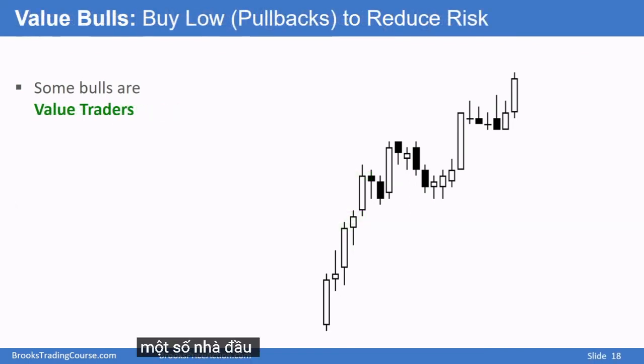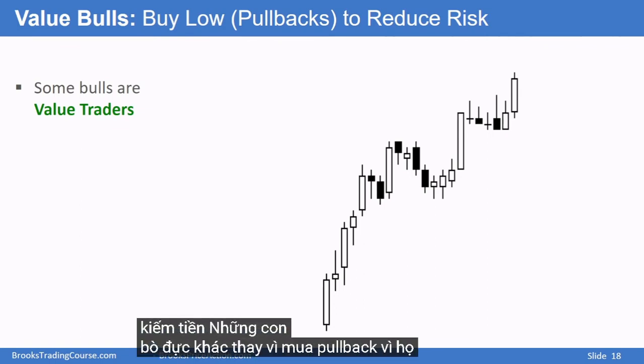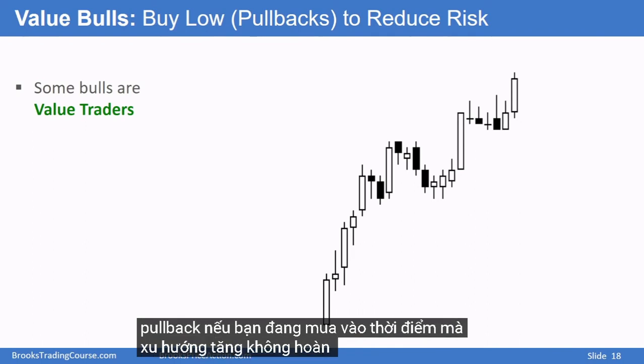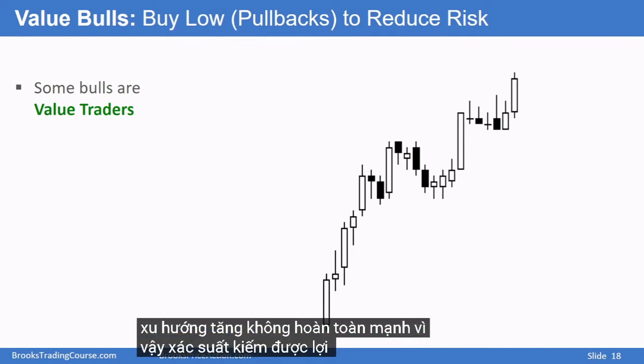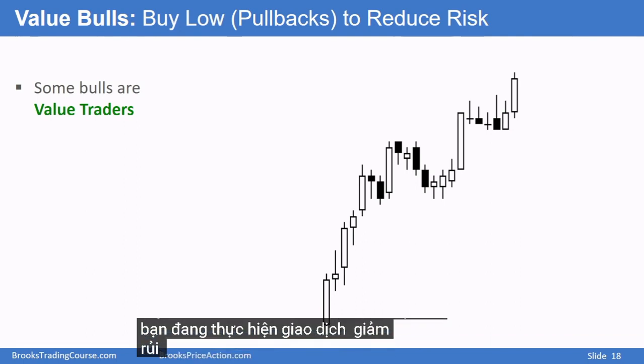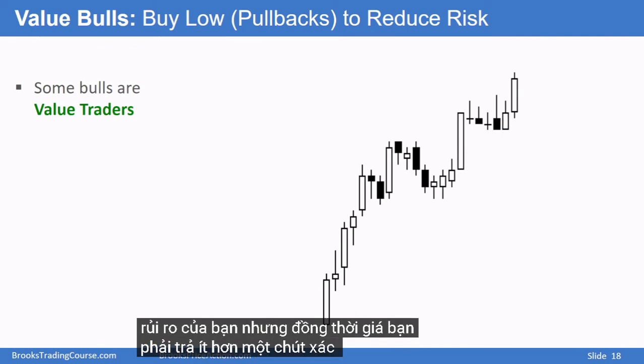Some bulls are value traders. Some bulls are momentum traders. They just keep buying as the breakout is continuing, confident that they'll make money. Other bulls would rather buy pullbacks because they want to reduce their risk. By buying a pullback, you're buying at a time when the bull trend is not quite as strong, so the probability of a profit is less. You're taking the trade to reduce your risk, but at the same time, the price you pay is slightly less probability.